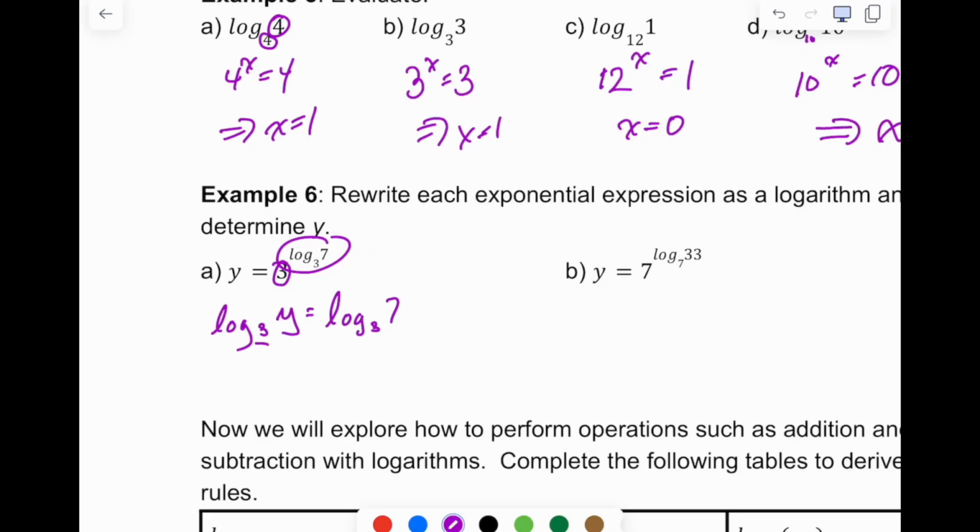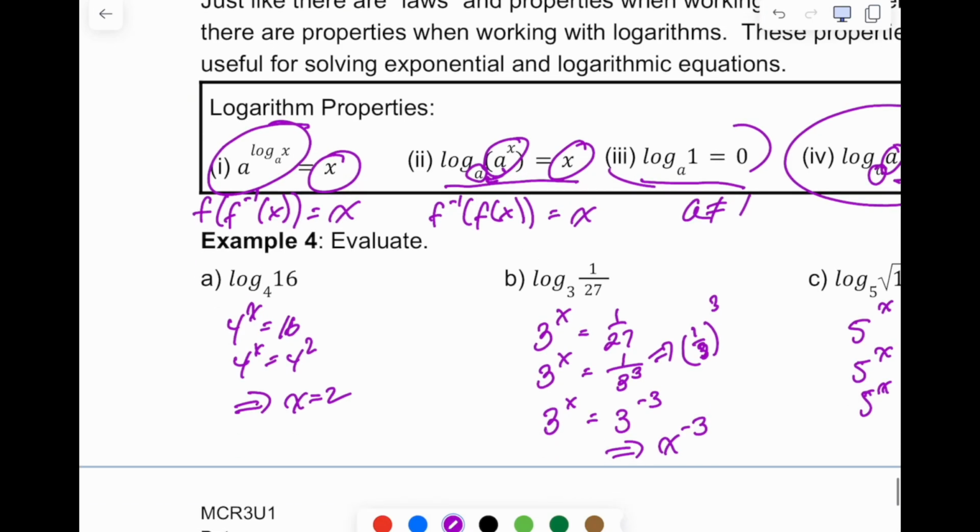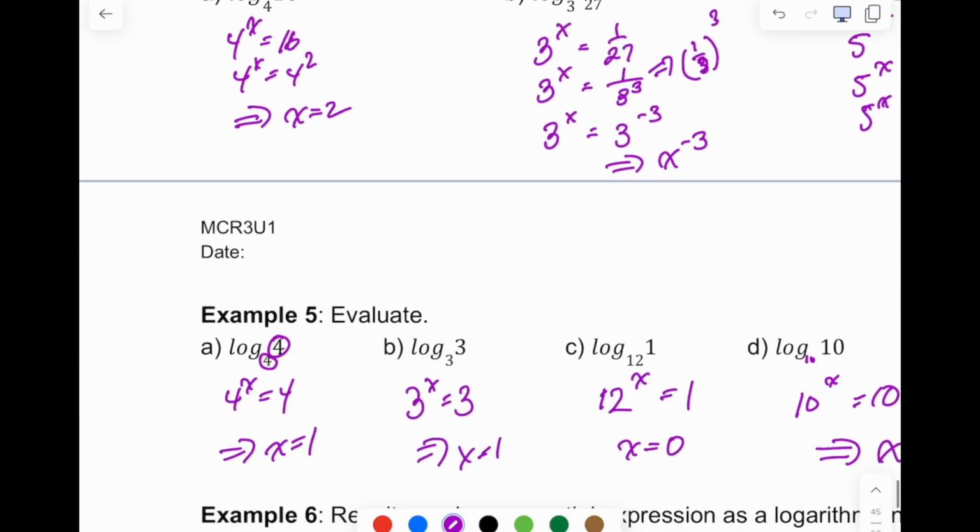So here we've got log base 3, log base 3. So we have the same base of our log. So there we can apply that y is actually equal to 7. And that was applying the law that we had back up here. Okay, so this is how we can derive that from an explicit example.